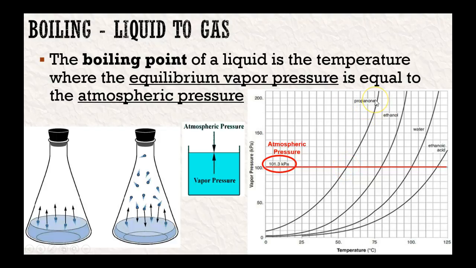So propanone, also known as acetone, has a boiling point of 56 degrees. That is the temperature at which, at atmospheric pressure, it's going to cross that. Ethanol is going to boil at 78 degrees Celsius. Water, of course, 100 degrees Celsius. And ethanoic acid, also known as vinegar, is 118 degrees Celsius.